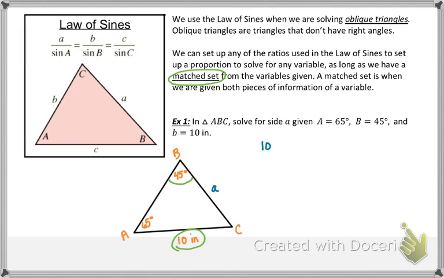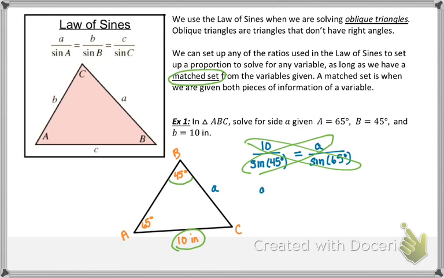So 10, which is the length of that side, over the sine of 45 degrees, that's my match set, is going to be equal to, and I'm looking for a, so I'm going to use a, over the sine of 65 degrees, which is the angle opposite a. And once I have that set up, then I can go ahead and cross multiply. And when you cross multiply, it doesn't really matter which one you multiply first. So I'm just going to start with a. A times the sine of 45 degrees is equal to 10 times the sine of 65 degrees.